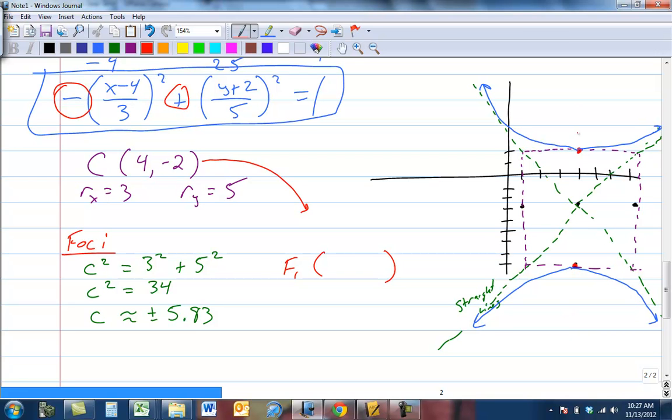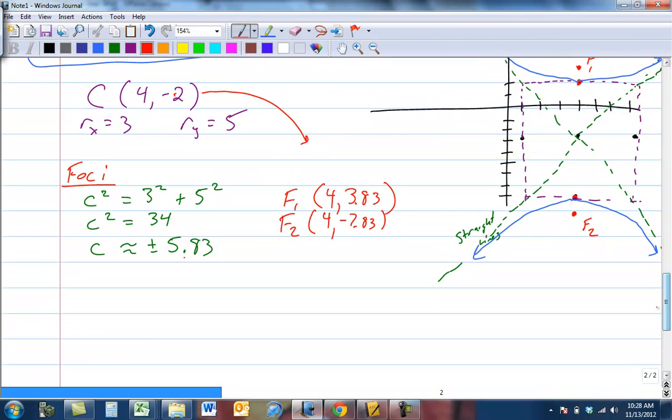That's where our foci are going to be, up and down from the center. So our x-coordinate's not going to change in either case, right? Our x-coordinate's still going to be 4 in both cases. What happens, though, is we go up 5.83 units from negative 2. So negative 2 plus 5.83 is going to be 3.83. So it's going to be somewhere up here. Here's F1. F2 is negative 2 minus 5.83, which is negative 7.83. So it's going to go down 5.83. Your foci should be inside each curve. Those are our two foci. That brings me to my crooked asymptotes.